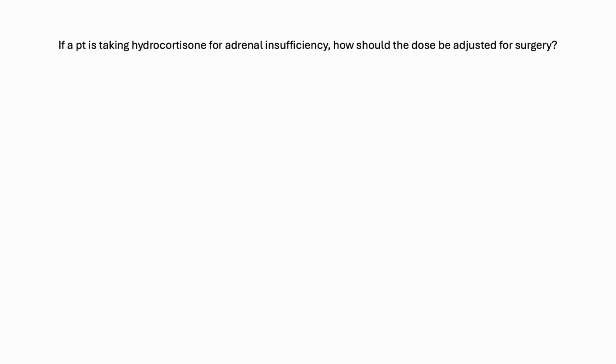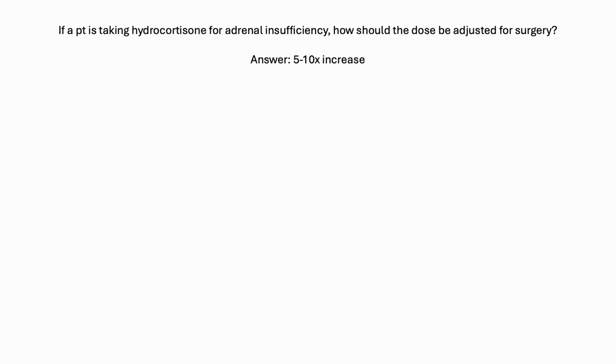If a patient is taking hydrocortisone for adrenal insufficiency, how should the dose be adjusted for surgery? You're supposed to increase it by about 5 to 10-fold. This will ensure that they don't go into a severe low state of cortisol, which is going to affect all of their healing abilities and life-sustaining mechanisms that the body will do.